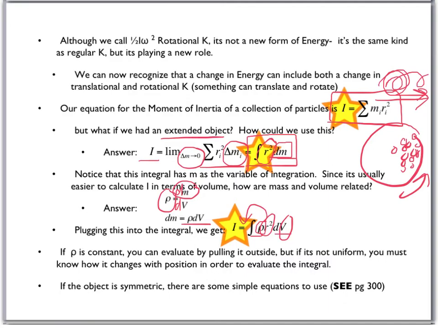What's nice is that if the object is symmetric and has uniform density, which many objects do, or we can at least assume that it is pretty close to that simplification, then there are some actual pretty simple equations that you can use to find the moment of inertia. So moment of inertia is something that you can actually look up in a table for a particular shape. If you see page 300 in your books, you'll be able to see some of those examples.